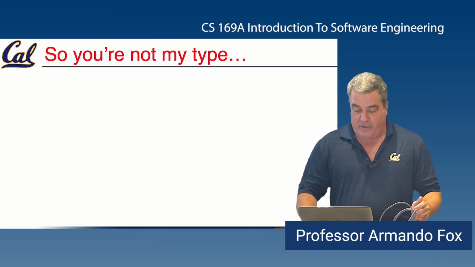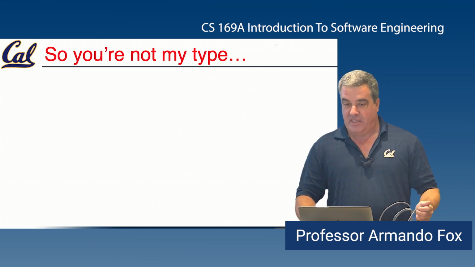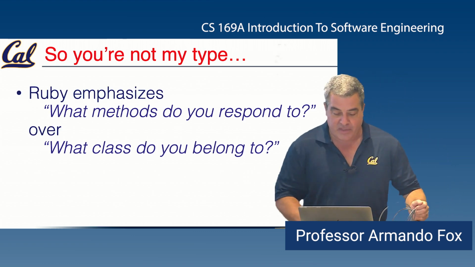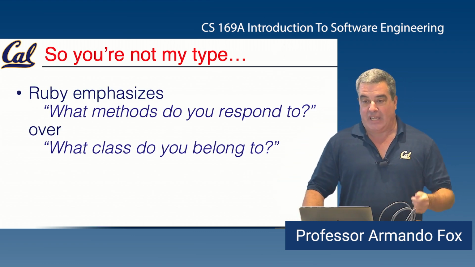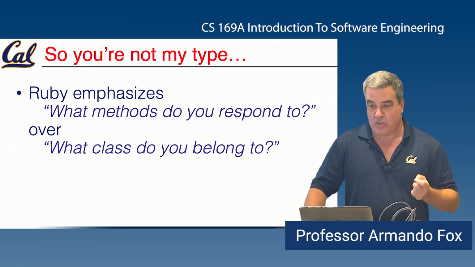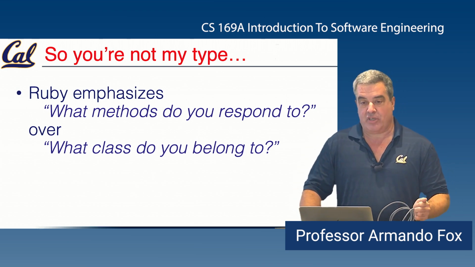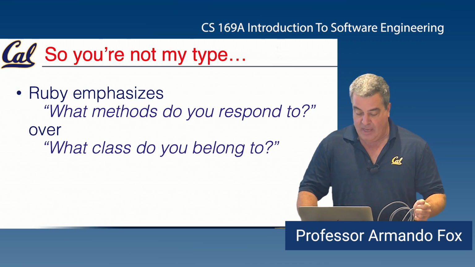So we mentioned this earlier, that even though Ruby is object-oriented and you can define classes and do all of the usual object-oriented things, most of the time, the class of an object is not what's really important about it. What's important is what methods does the object respond to? What is it able to do?